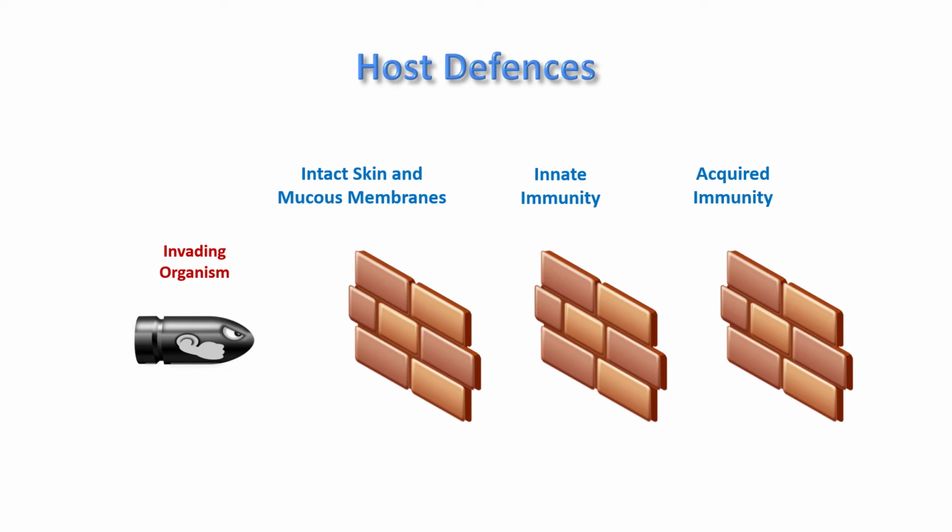Then we have the third layer, which is acquired immunity. Acquired immunity is the part of immune system that has to first learn about the microorganism and then mount an attack. Now the good thing about acquired immunity is that the response is very, very specific to the microorganism which is invading. It is slightly delayed, but once it's launched, it is very specific for the microorganism which is trying to invade.